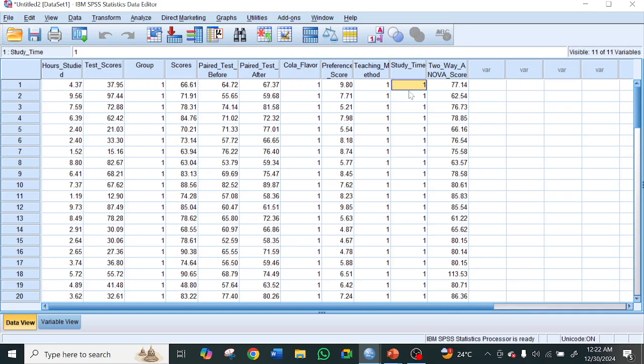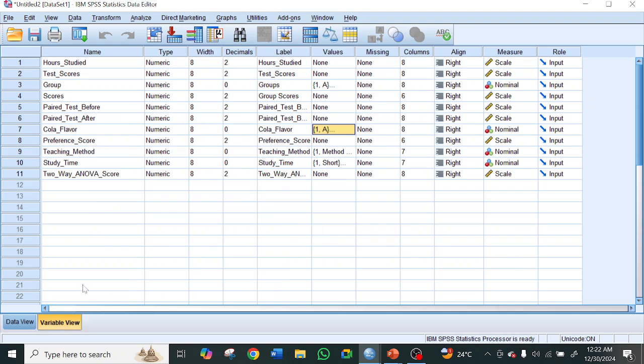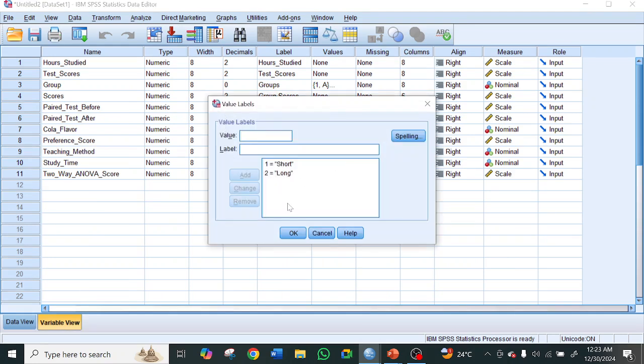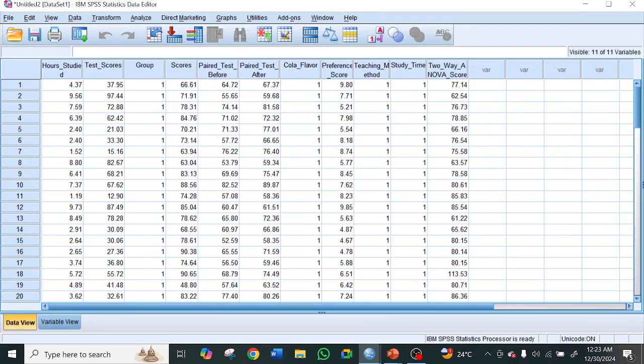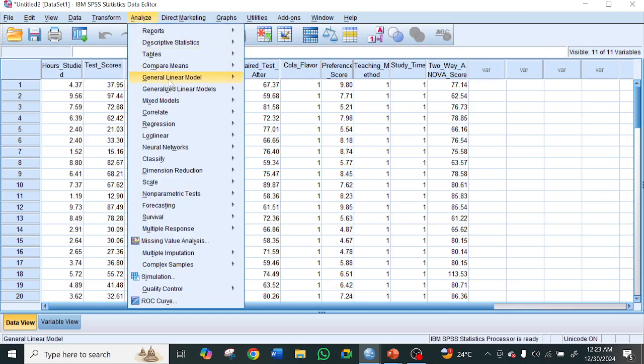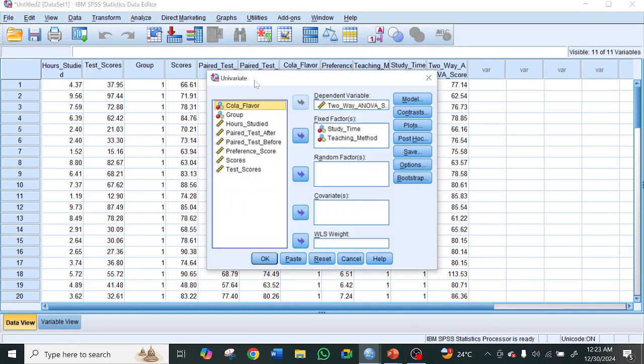We just use it as categorical. Let me see what I used there. For study time, we use short and long time. So short and long, that's what we use. Then we come to Analyze, General Linear Model, then Univariate, select our Univariate.